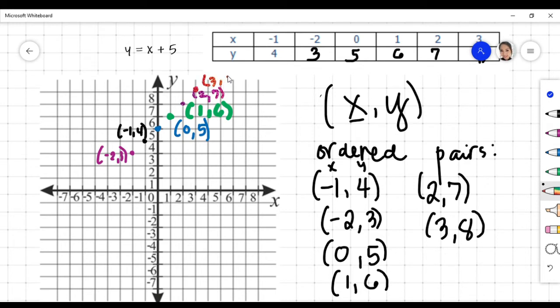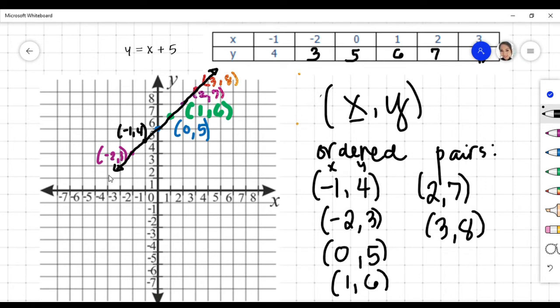3, 8. So notice the order of our points. It forms a line. So connecting them, it will look like this. So we can put an arrow.